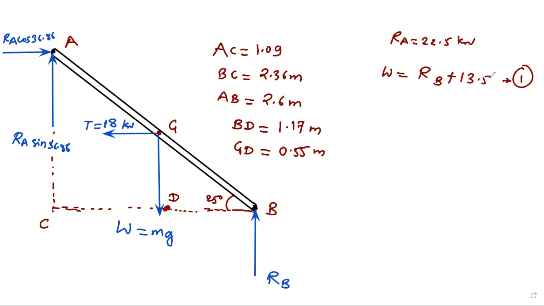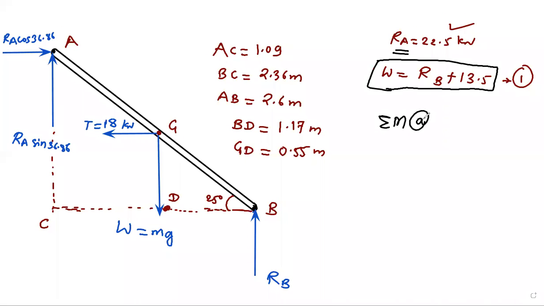Now, we have taken two equations in the last lecture, summation Fx and summation Fy. From summation Fx, we calculated RA is equal to 22.5, and from summation Fy, we get the equation W is equal to RB plus 13.5. That is equation number one. Now we have to use the third equation of equilibrium, that is summation of M.